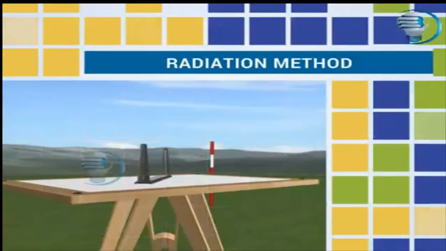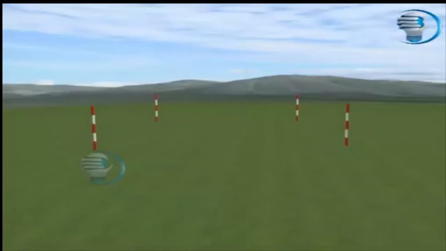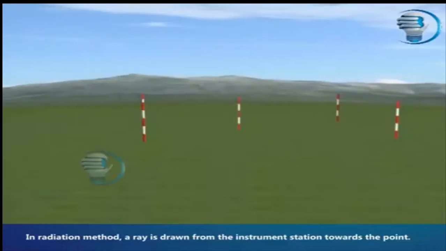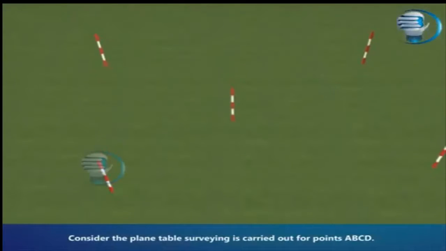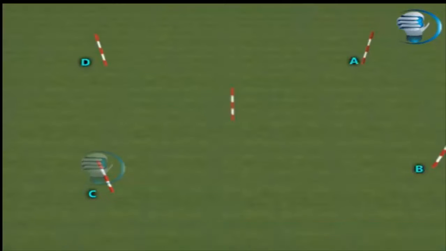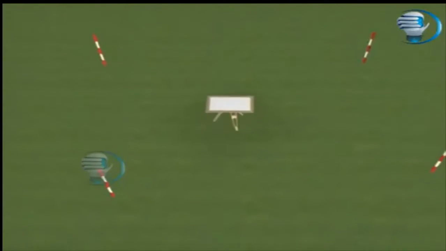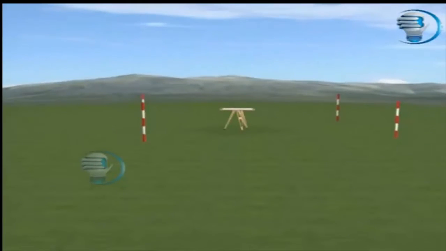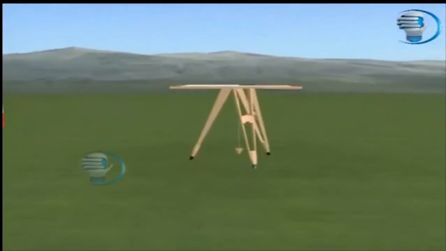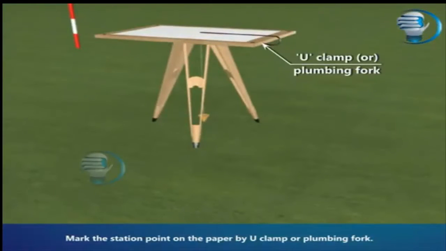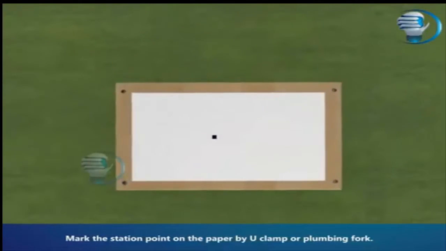Let us see the plane table surveying by radiation method. In radiation method, a ray is drawn from the instrument station towards the point. Consider the plane table surveying is carried out for points A, B, C, D. The instrument is set up at P. Mark the station point on the paper by U-clamp or plumbing fork.